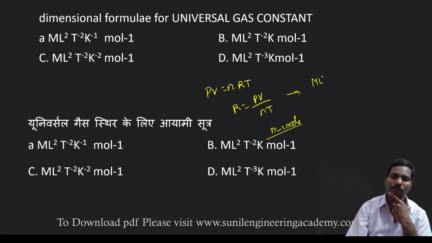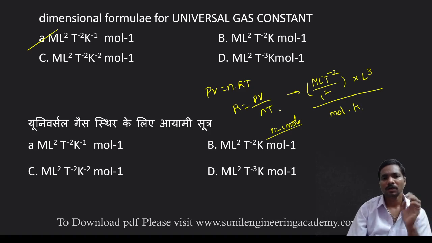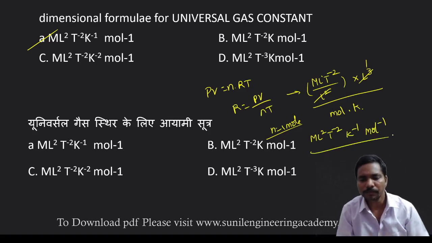Force is M L T power minus 2 by unit area. Area is length square. So this is for pressure. Volume is length cube, meter cube, L power 3. Mole, temperature Kelvin. So Kelvin comes to the numerator, K minus 1. Only one option has K minus 1, so go with option A. If you want, you can calculate: M L square, T power minus 2, K power minus 1, mole power minus 1. Okay, all of you clear?